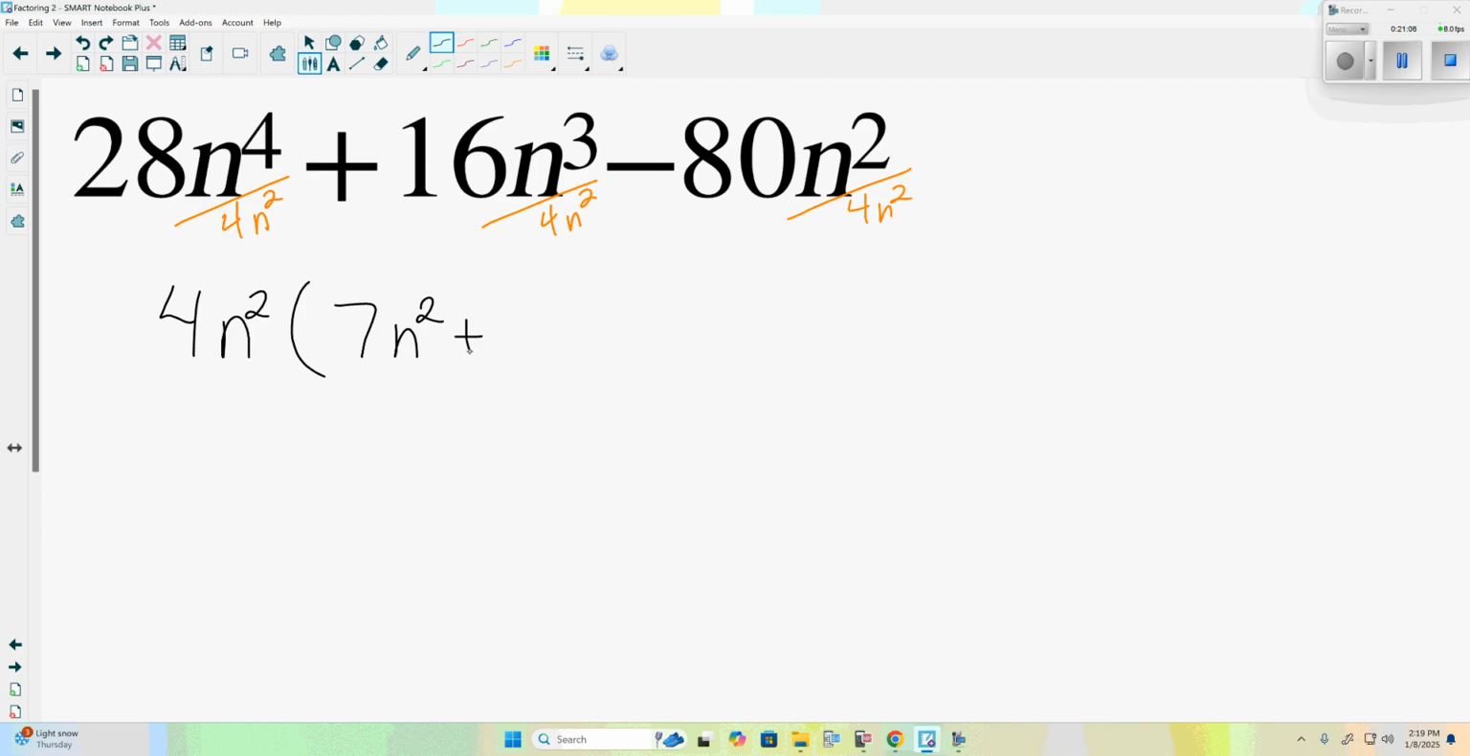Plus, we're going to factor 4n squared out of 16n cubed. So 16 divided by 4 is indeed 4. And here we'll just have n, because when we do n cubed divided by n squared, we take 2 n's away from n to the third. We're left with n. Minus, when we divide negative 80 by 4, we're left with negative 20. Then we have n squared divided by n squared, which is 1, so we have negative 20 times 1, which is just negative 20.